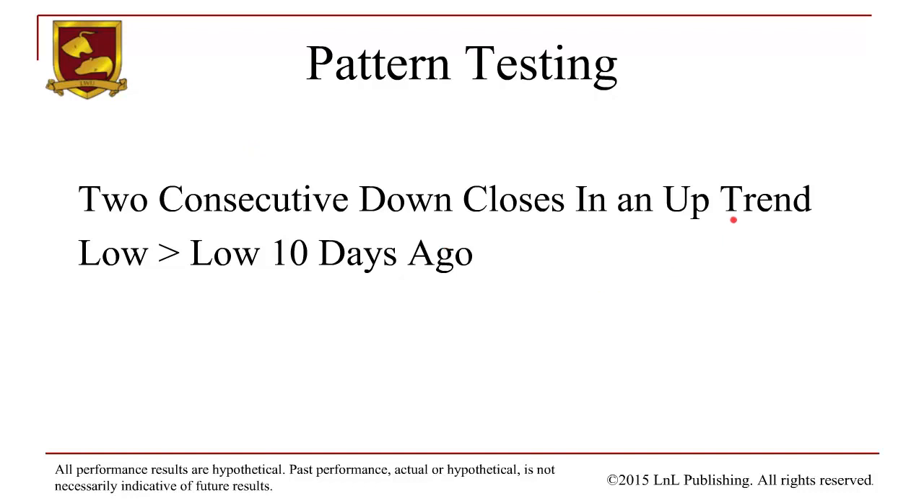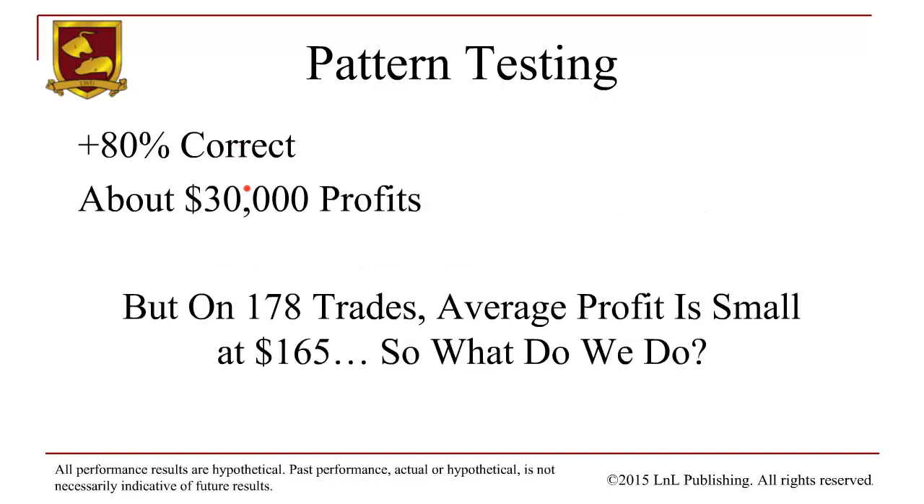There's another one, 2 consecutive down closes in an uptrend. Well, this is what we like, right? The market's low today is greater than the low 10 days ago. And I've had 2 consecutive down closes. So we're in an uptrend and we have a 2-day pullback like we just had in the bond market. 80% correct. That's on 178 trades, but the average profit's pretty small, $165. We'll get to the axis, bear with me. So that intrigues me. $30,000, 80% correct, but $165. So what do we do? Can we understand the markets a little bit further?